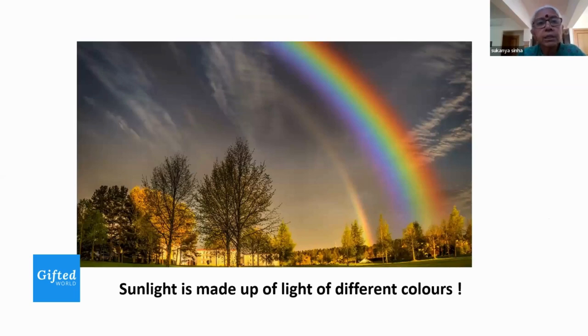Now, everybody knows that sunlight is made up of light of different colors. When we look at the sun, we see just white light, at best bright yellow light. But even before scientists started messing around with it, people saw rainbows. So we knew that sunlight is not so simple. It's made up of several colors, violet, indigo, and so on. All of that we've seen in rainbows.